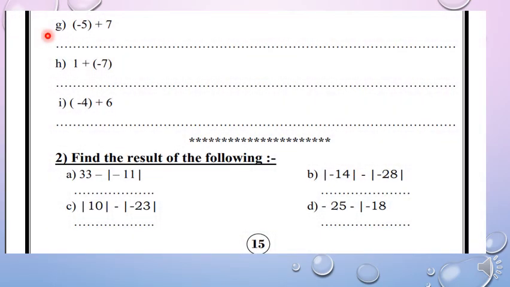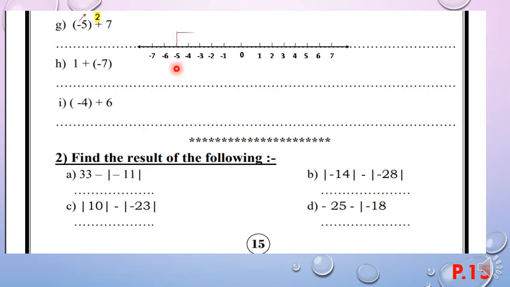We are still on page 15, letter G. Negative 5 plus 7. The result is 2. So we are going to move from negative 5 till I reach 2 on the number line. So let's start from negative 5, go up and go to the right till I reach 2. Here is 2, go down on it. This is my answer.